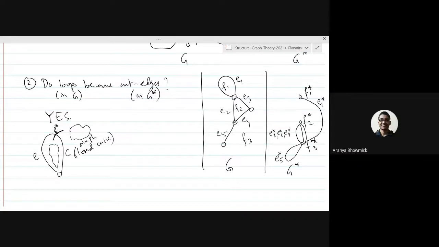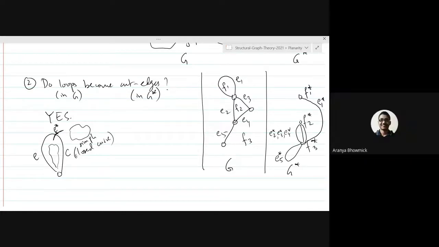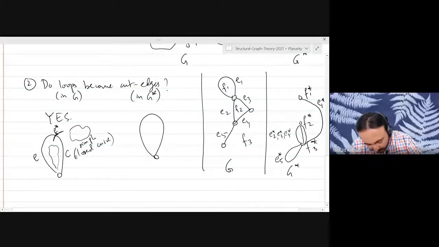and the faces outside the loop also correspond to vertices in G star, but there will be no path from this vertex to that vertex. Exactly. So you think of that loop as your simple closed curve. And now, if you remove the edge E star from the dual, it will disconnect everything that is drawn inside the loop from everything that is drawn outside the loop. So if you want a more interesting example, you can make this example and try to draw the dual yourself.